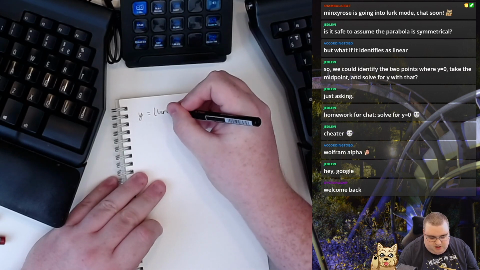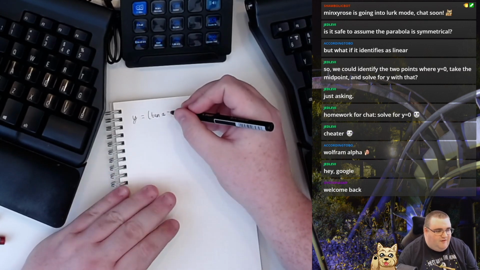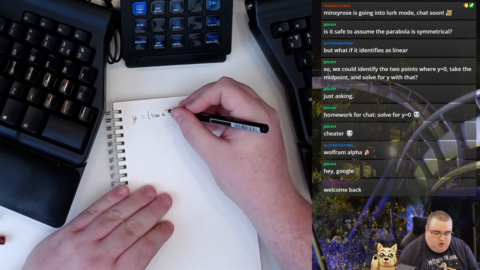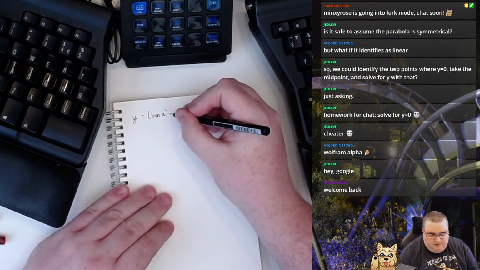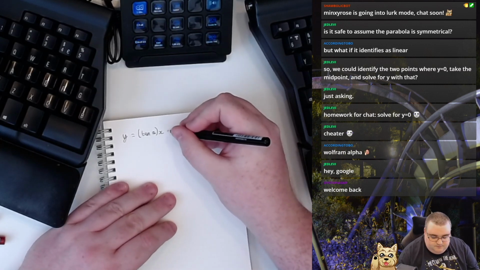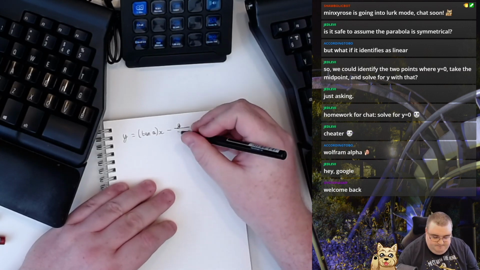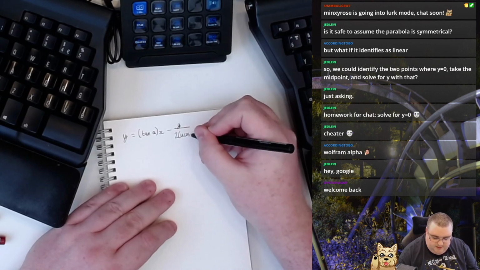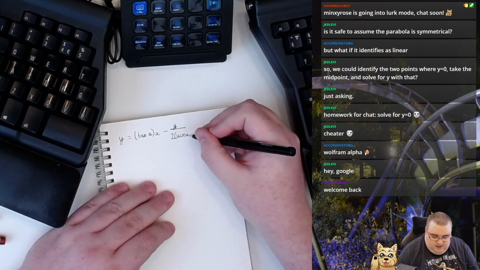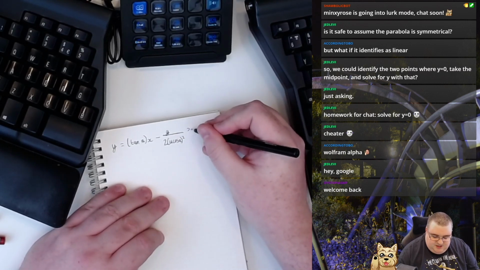So Y equals, and I'm going to slightly change orders around just to make life a little bit easier, tangent of A, I'll keep A as the angle for this. Probably shouldn't, but this is exactly what we put into Wolfram Alpha. Times X, minus g over 2 u cosine A all squared, times X squared.